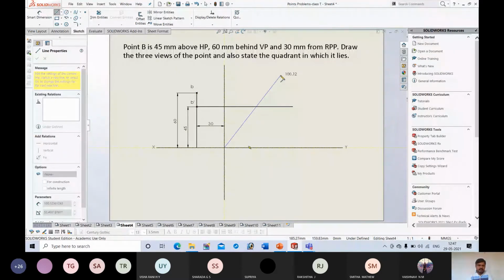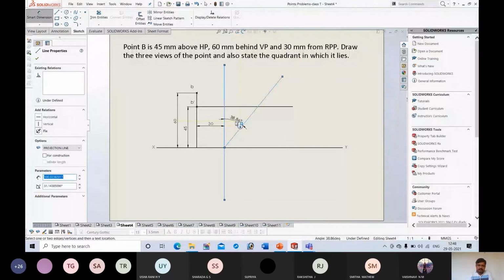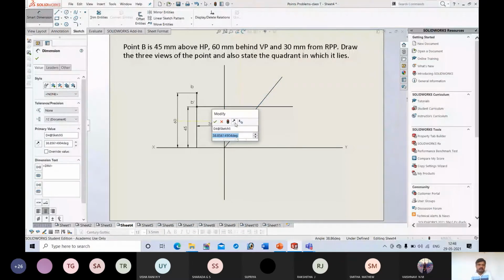Okay, next. So this angle should be 45. I will check. Okay, it should be 45. Okay, after drawing the 45-degree inclined line, I will go for rotating the top view.